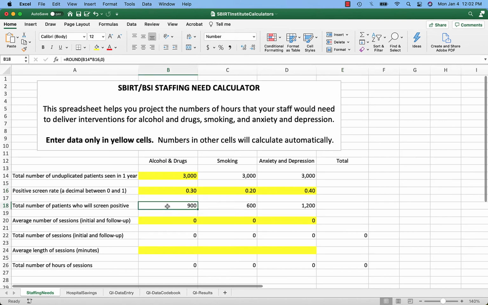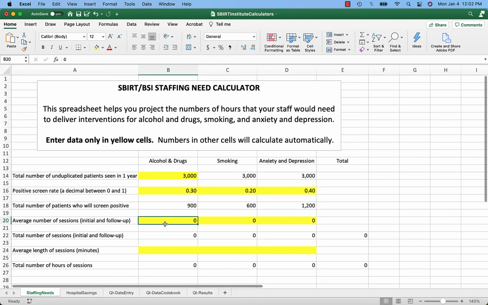Notice that row 18 now shows the total number of your patients who you can expect will screen positive over the next year. For row 20, enter the average number of initial and follow-up sessions you anticipate delivering for each patient who screens positive. Include face-to-face, phone, and telehealth contacts. You can enter a whole number or decimal between 0 and 20.